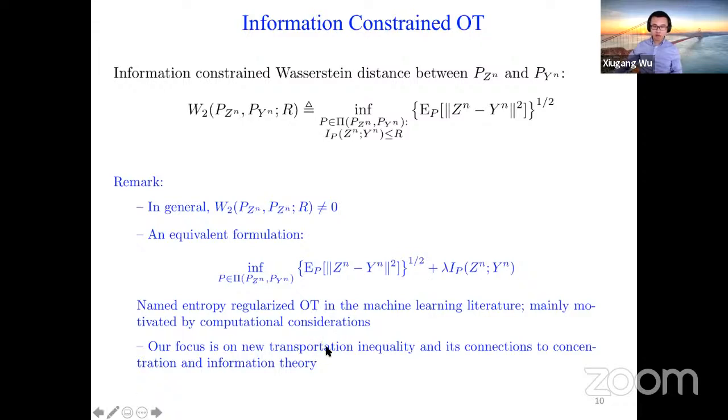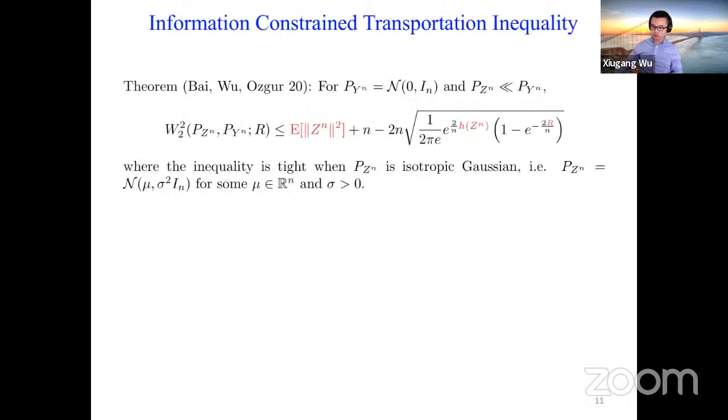However, our focus here is not on the computational issues. Instead, our focus is on developing new transportation inequalities that upper bound this information constraint Wasserstein distance, and to explore the connections between our transportation inequality and the concentration of measure domain, as well as network information theory in particular.